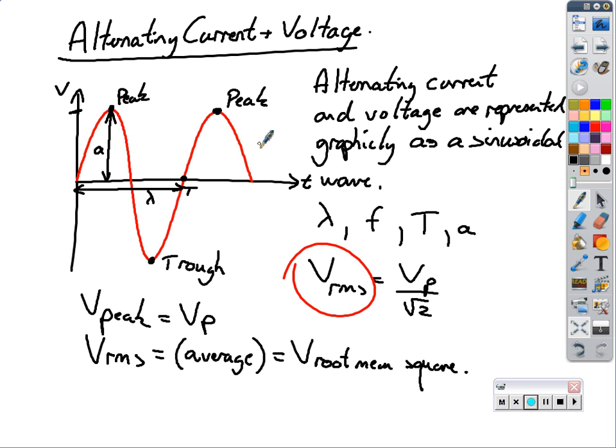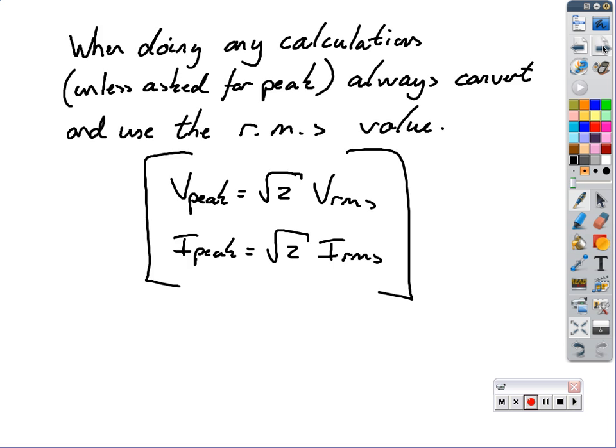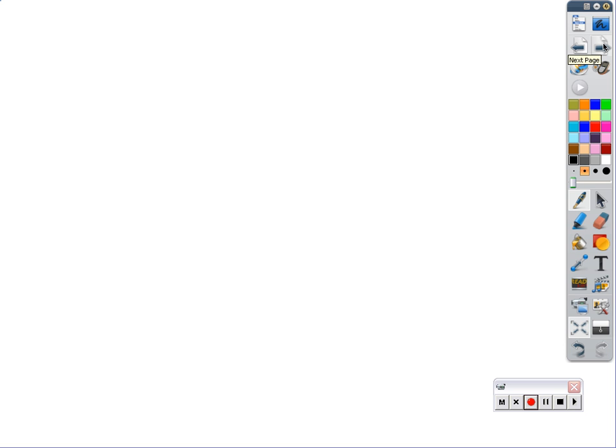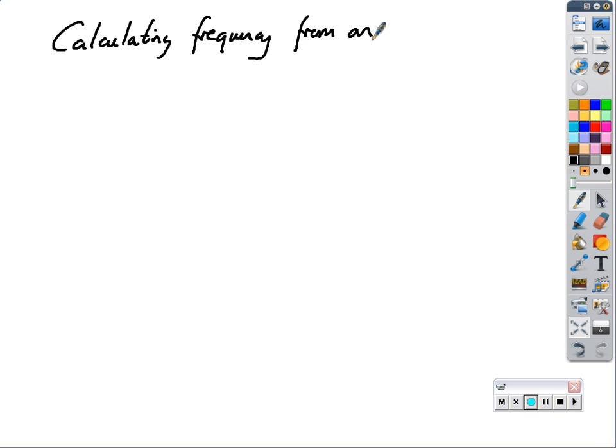Okay? So if we want to calculate frequency, the next thing we're going to do is calculating frequency from an oscilloscope. Okay, so we need to be able to calculate frequency from this oscilloscope. You'll often be given in the exam an oscilloscope screen, or a CRO, a cathode ray oscilloscope.